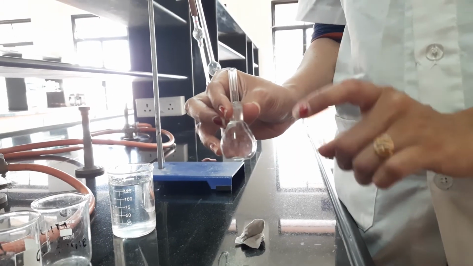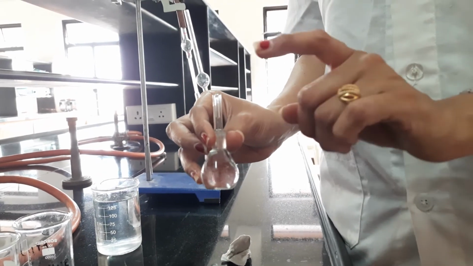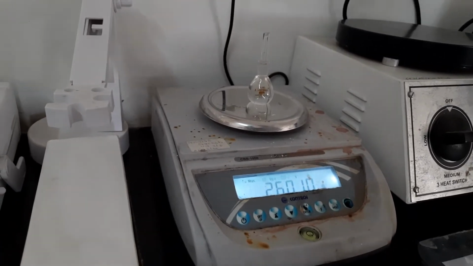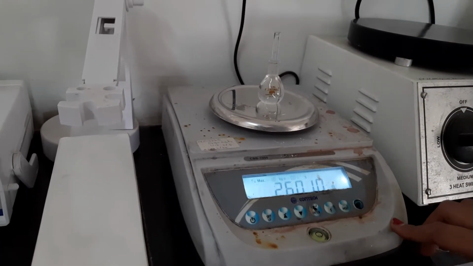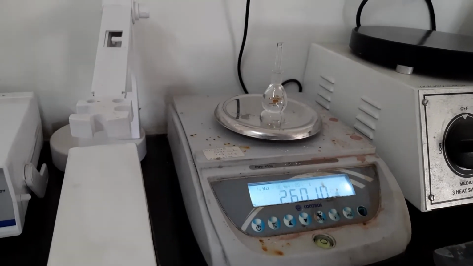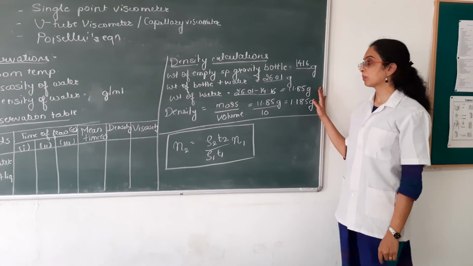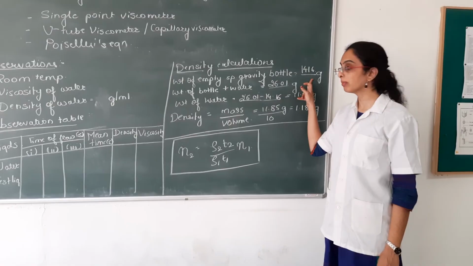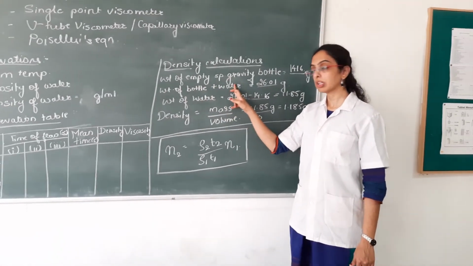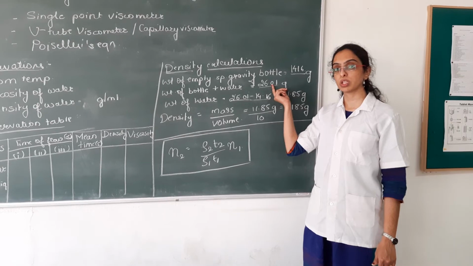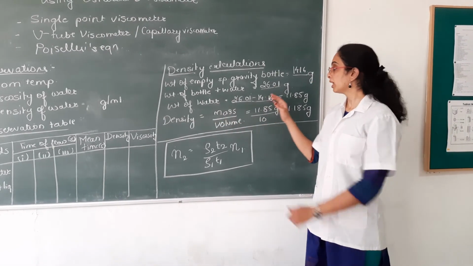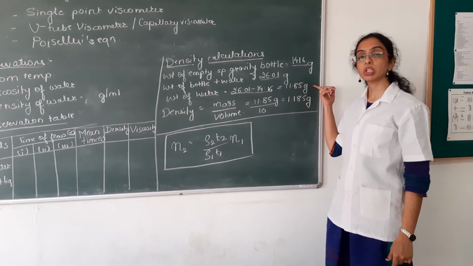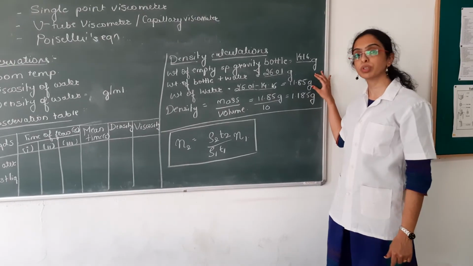Now the weight of the specific gravity bottle plus the water. So the weight of the specific gravity bottle plus water is 26.01. So as per the calculations, the weight of the empty specific gravity bottle is 14.16 gram. The weight of the specific gravity bottle plus water is 26.01 gram. So the actual weight of water will be this minus this. So that will become 11.85 gram. So this is the mass of the water.